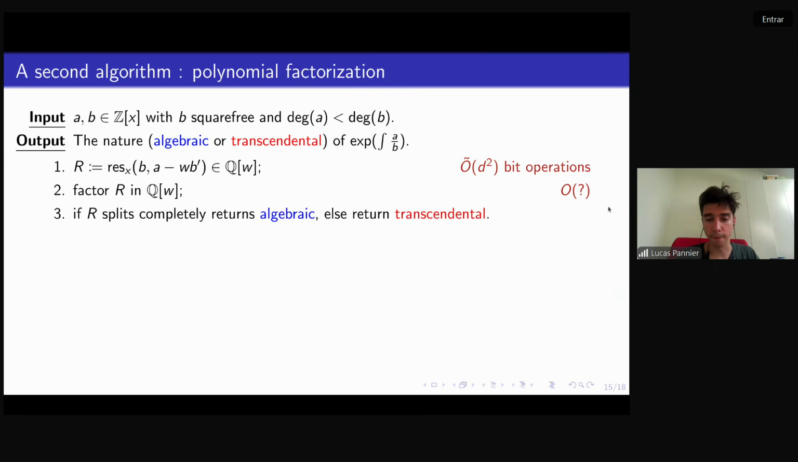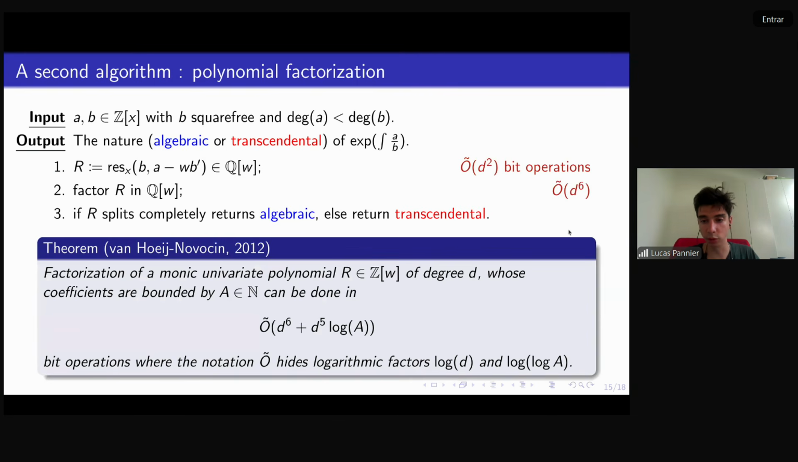So the best, to my knowledge, the best algorithm for factorization is due to Van Hoeij and Novocin, which allows to factor a univariate polynomial of degree d over the integers with coefficients bounded by some a. In this complexity, and in our case, the logarithm of a is approximately d, so we can say that this is in O tilde of d to the 6.